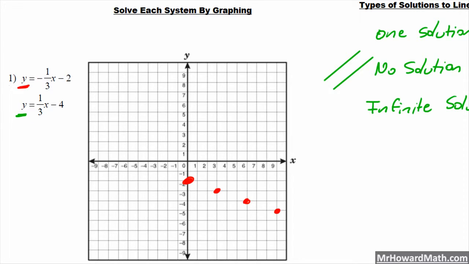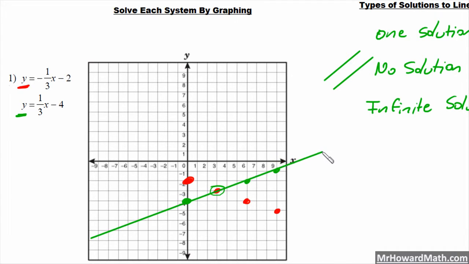This line, I'll underline in green, and we're going to graph it. Its y-intercept is -4. Slope-intercept form gives me the y-intercept and the slope. So y-intercept -4, slope is +1/3, so I go up 1, over 3. Notice these share a point, so I'm going to circle that point. Up 1, over 3, and up 1, over 3 again. So we plot those two in.